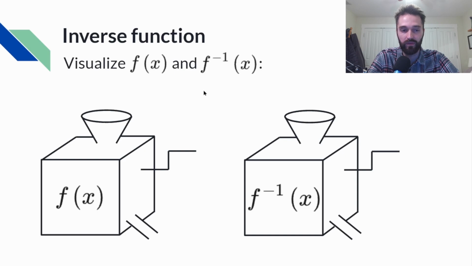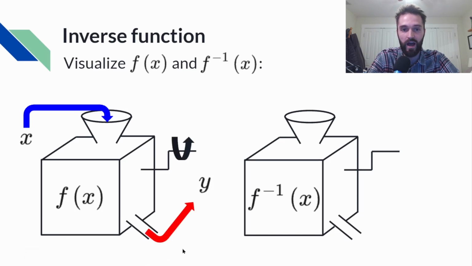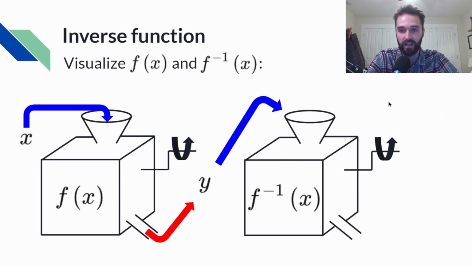So let's visualize this. Let's go back to our function machine drawing. Here's the function f, and here's the function f inverse. If I take x and I plug it into f, and then I turn the crank, what comes out is y. And then if I take that number y and I plug it into the inverse and I turn the crank, the inverse function does its thing, and what it spits out is x. It spits out this value that we started with. That's what the inverse function does.